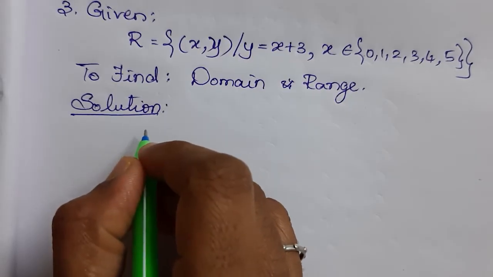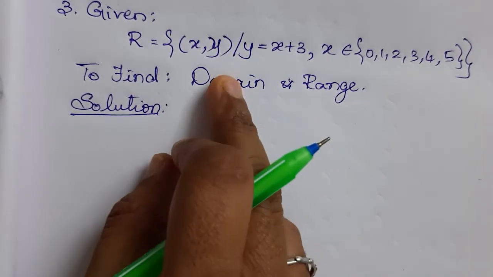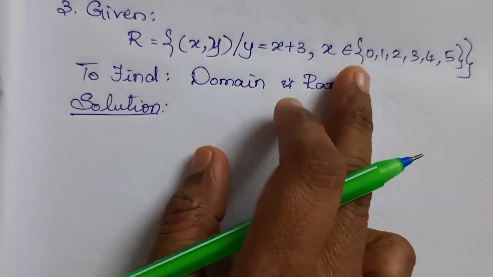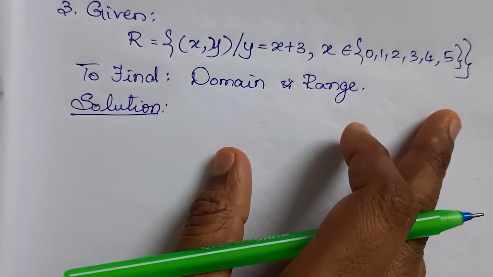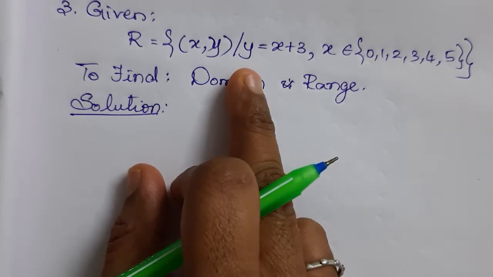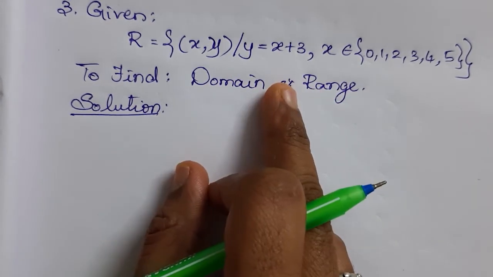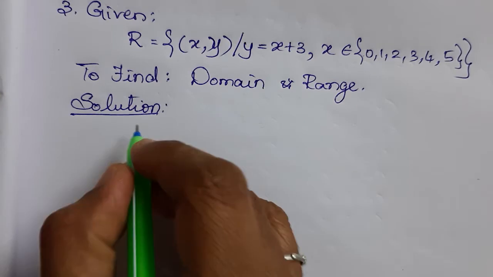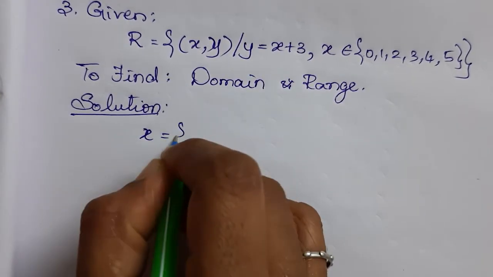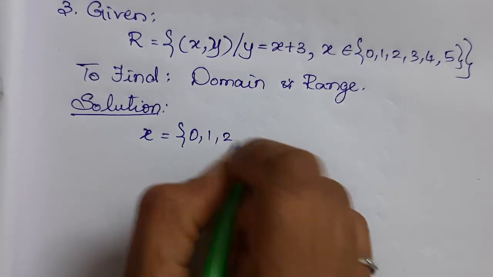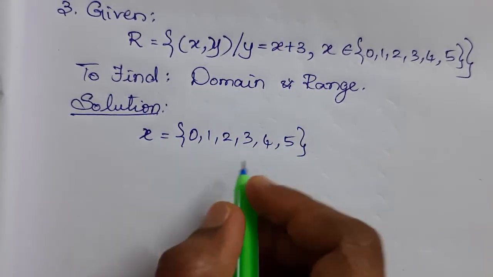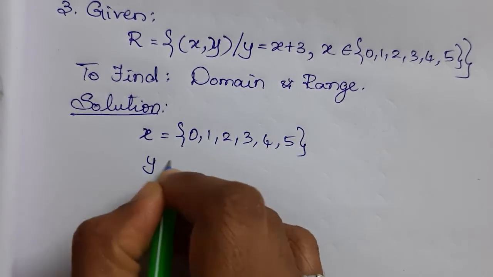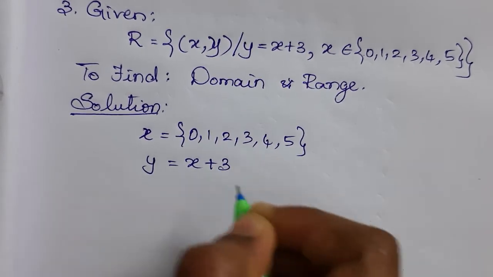So first let us write the relation, and to write that relation we have the elements of x, which are explicitly given to be 0, 1, 2, 3, 4, 5. But we don't have the value of y. We are going to find the value of y and then frame the relation. So first let's write x. X is nothing but 0, 1, 2, 3, 4 and 5. Now we are going to find the value of y. Y is equal to x plus 3.